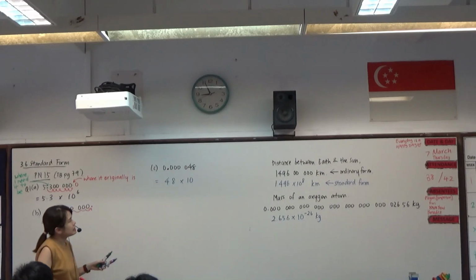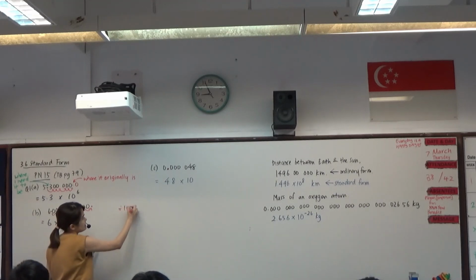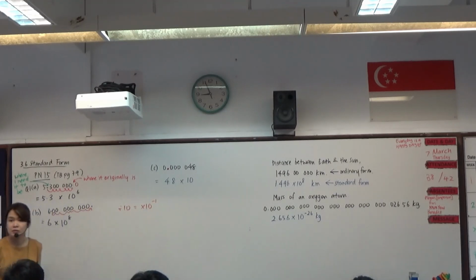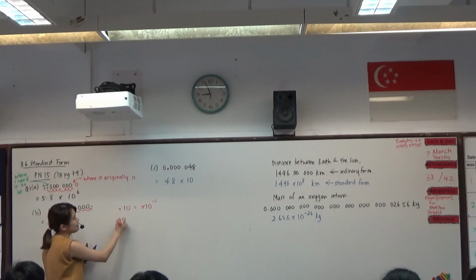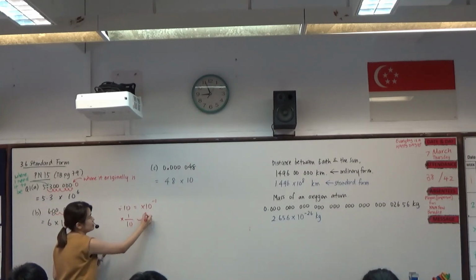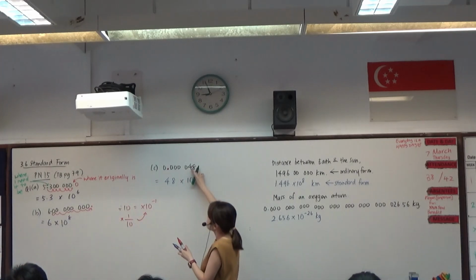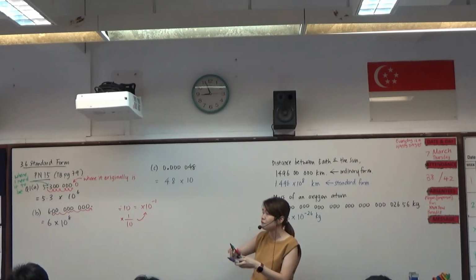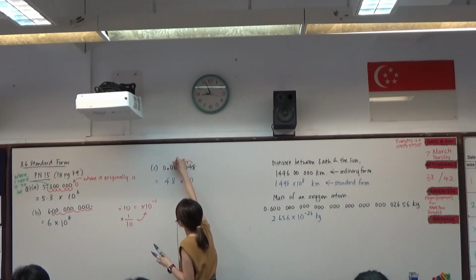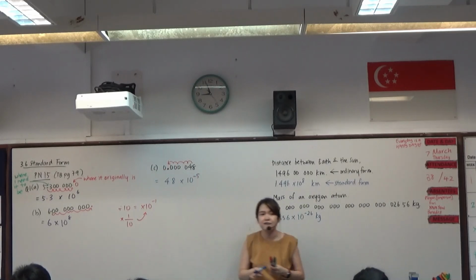But in this case, instead of moving to the right, I'm moving to the left. To move to the left, you understand from primary school that I need to divide by 10. A division of 10 is actually times 10 to the power of negative 1, because we learned in indices that dividing by 10 is the same as times 1 over 10, and 1 over 10 is none other than 10 to the power of negative 1. So in this case, from where I need it to be to where it originally is, I'm moving 1, 2, 3, 4, 5 places to the left, so it is times 10 to the power of negative 5.